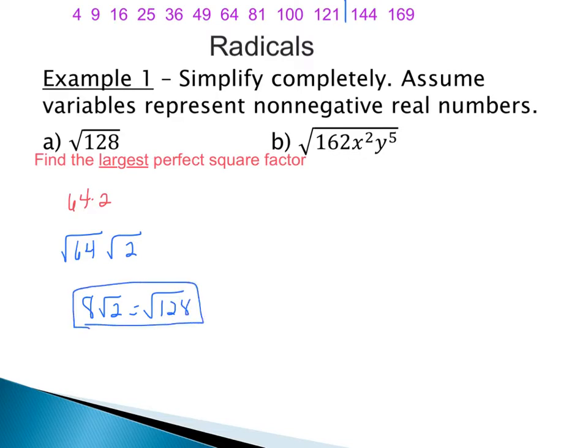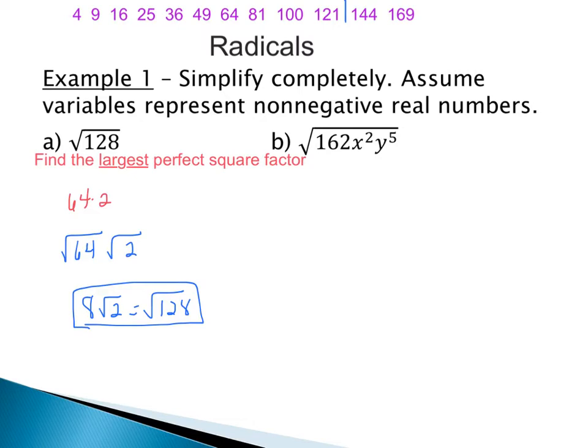Again, if you did not find the largest perfect square, if you chose 4 and 32 or 16 and 8, just like when we're reducing a fraction, if it can be reduced more, you would need to reduce it completely. Here with simplifying a radical, if you can simplify more, you would have to. So if you chose 4, you would get 4 and 32. Well, 4 is your perfect square, that would go in the first square root, and the 32 would go in the second square root. But then 32, I can simplify again. And then you just keep simplifying until you have something inside the radical that does not have a perfect square factor.